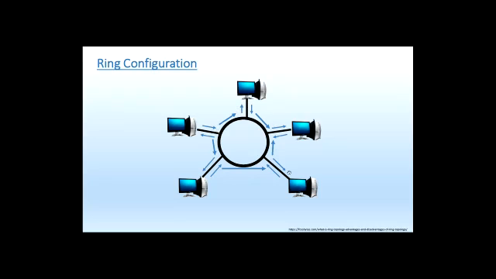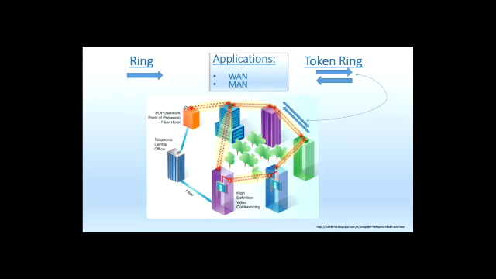It travels in one direction in a ring topology. Now, ring topology applications, WAN or MAN. We will talk, these are the network types. Wireless area network, wide area network or metropolitan area network, for example. So here is a bunch of buildings. It will be a metropolitan area network. We will talk about the types of networks next time.